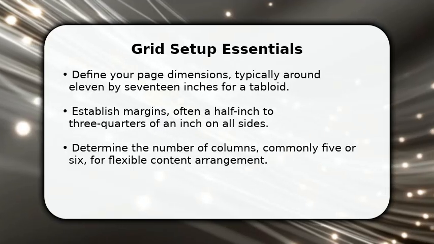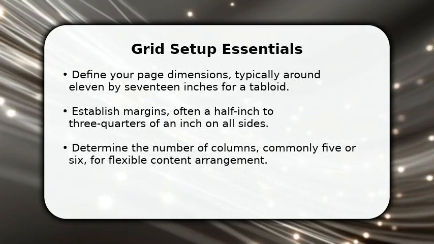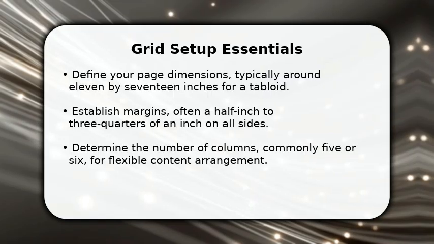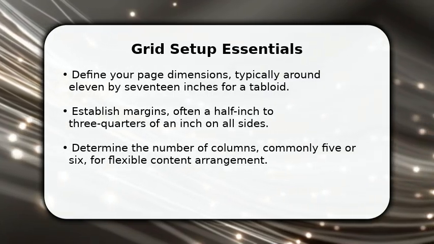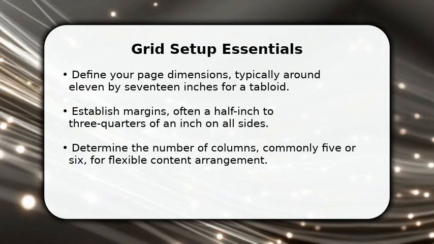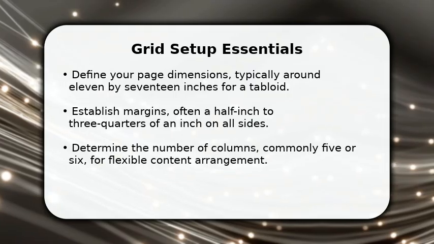In this video, I will explain how to make a newspaper grid. First, begin by setting up your document with standard newspaper dimensions, such as 11 by 17 inches for a tabloid size. Next, establish clear margins, usually about a ½ inch to 3/4 of an inch around the entire page.